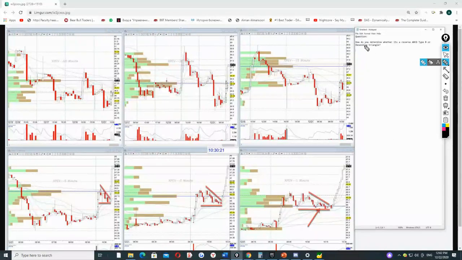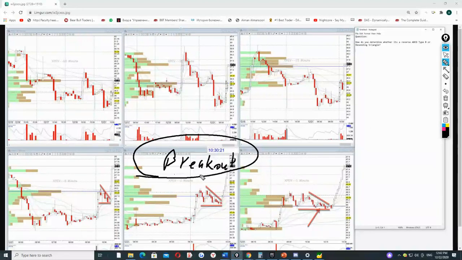So let's see what you did there. Question: how do you determine whether it is a reverse ABCD type B or a descending triangle? Okay, that's interesting. First of all, remember, ascending triangles, descending triangles, they are breakout patterns. Breakout, right? And most of the times, you want to take those with the direction of the bigger time frames, with the direction of the 15-minute chart, direction of the 60-minute chart, maybe even the direction of the 5-minute chart.